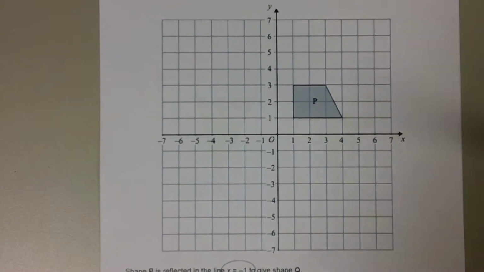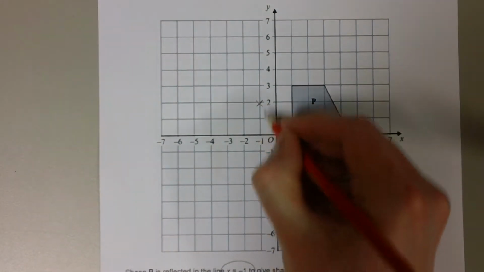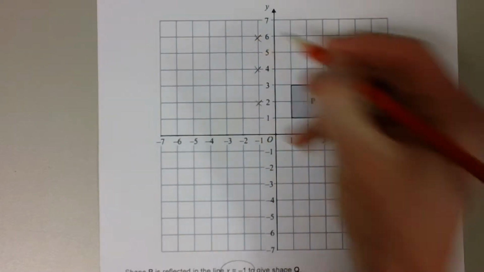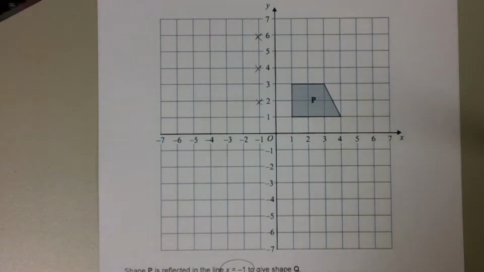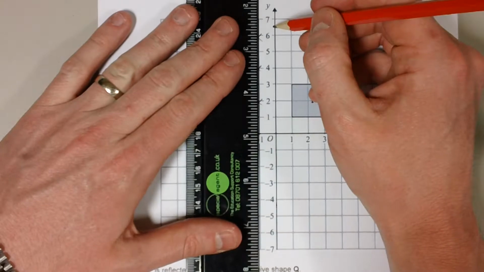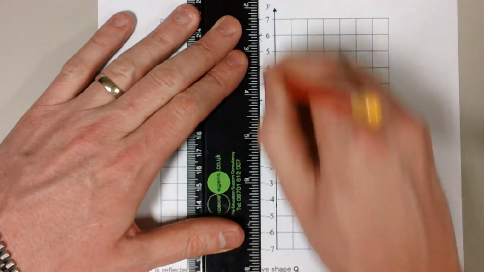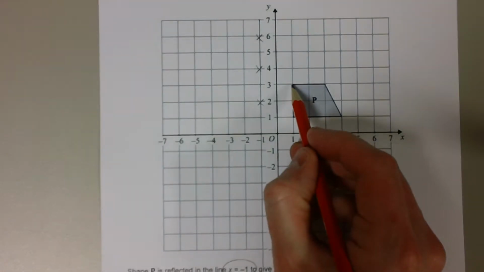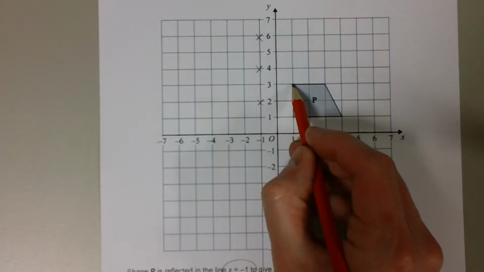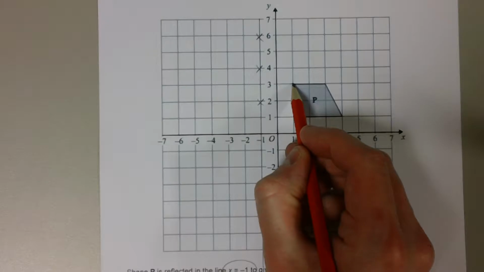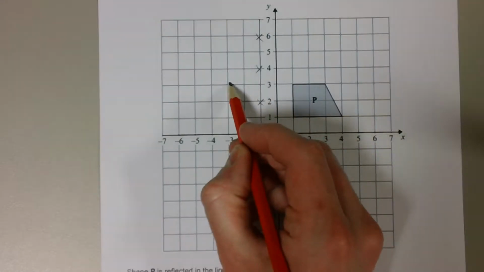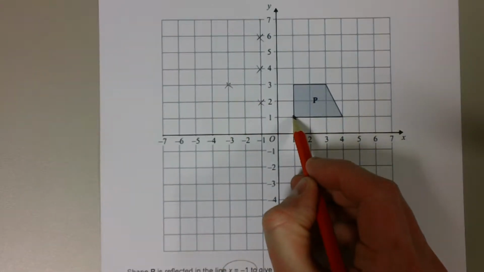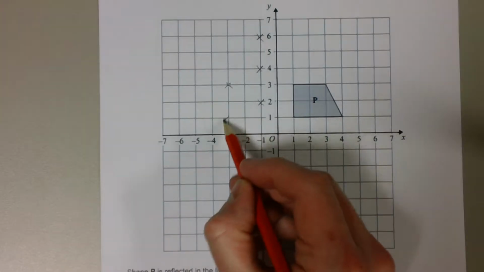If you find some coordinate points where the x coordinate is -1 and you mark a few on, they should make a straight line. Once you've got enough points to be able to see where the straight line is, draw it in. There's your mirror line. Then reflect shape P in this line, one corner at a time. The distance from this corner to the mirror line is 2, so go 2 squares in the opposite direction. Likewise 2 squares, and so on.